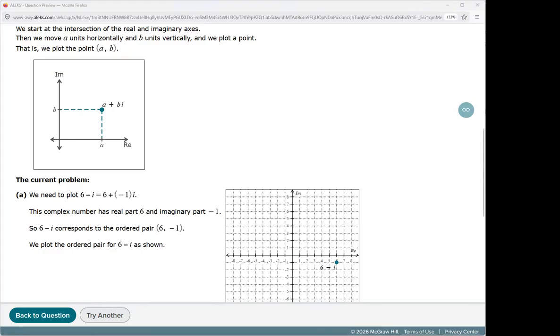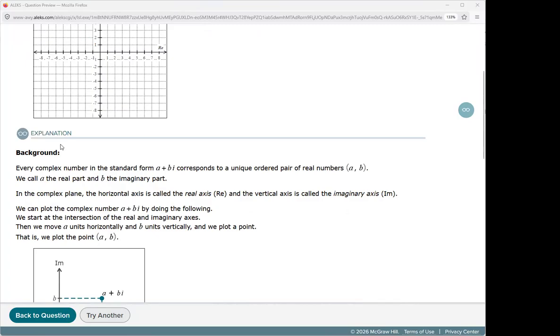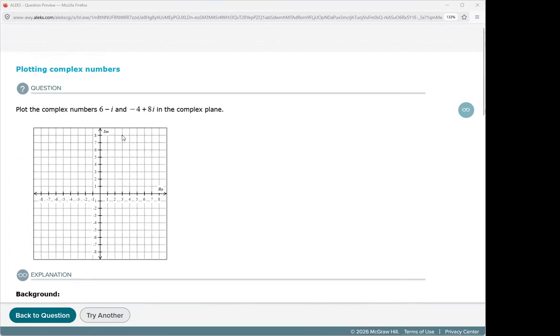Okay, let's get started. So there's 7.3, complex numbers. They want us to plot polar coordinates. So basically, there are real numbers combined with imaginary components, or the i components. We also call these complex numbers.